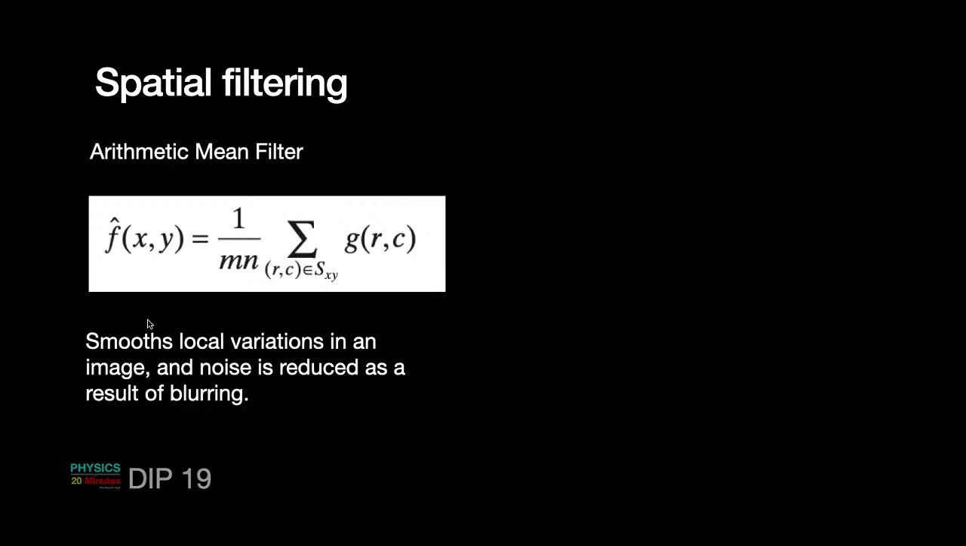So this smoothing smooths out the local variations in the image, and noise is reduced as a result of blurring. Remember that this also constitutes what is called a low pass filter. High frequency components are blurred out or suppressed.